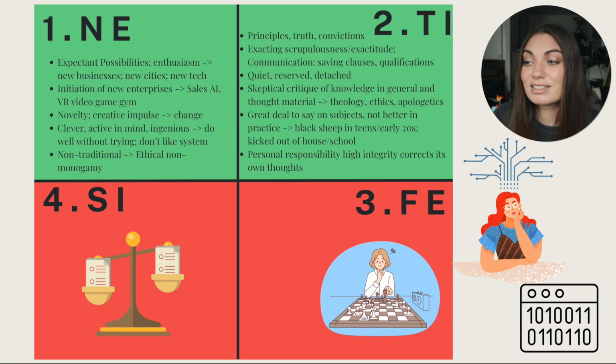So introverted thinking is skeptical and has a critique of knowledge in general and thought material. So I've seen this can be interests in theology, ethics, apologetics, history, law is something that I see a lot. But I notice a lot of times they'll have one quite technical interest. I'm kind of in Christian circles, so the ENTPs I know really get into theology and they really get into Calvinism or predestination or Arminianism, and they really get deep into apologetics a lot of times.